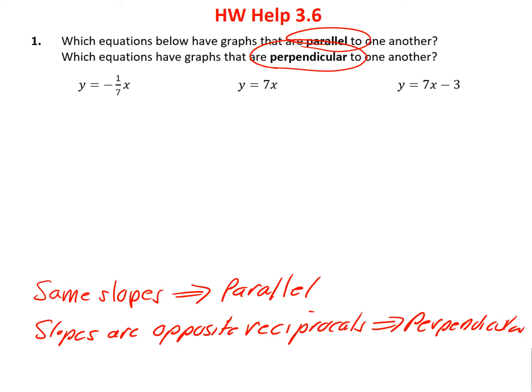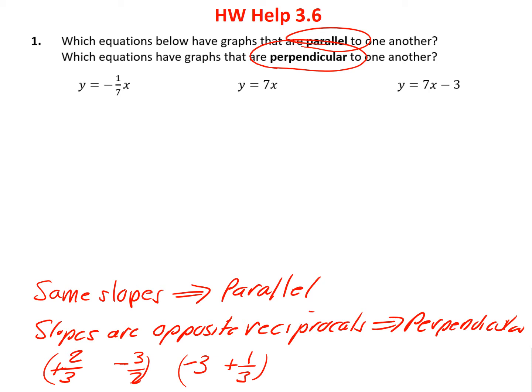Opposite reciprocals means if I have a slope, for example, of 2/3, that's positive. The opposite would be negative, and then the reciprocal would be 3/2. Those are opposite reciprocals. If you have a slope of, let's say, -3, the perpendicular will be positive. The reciprocal of 3 is 1/3. Those would be examples of opposite reciprocals. So what we need to do in this problem is simply identify the slope.